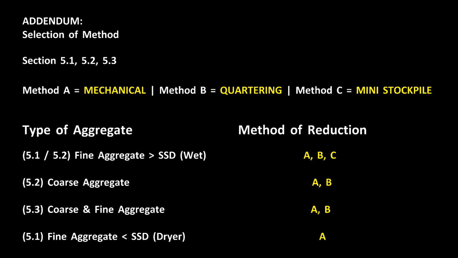Addendum for AASHTO R76. Selection of method. Method A, mechanical. Method B, quartering. Method C, mini stockpile. Type of aggregate.